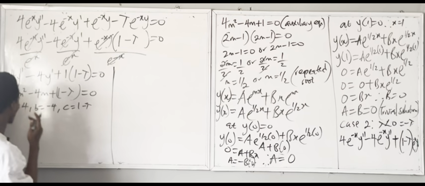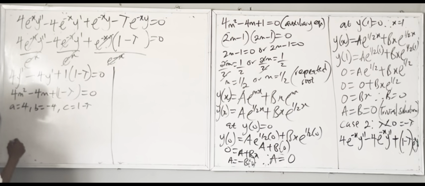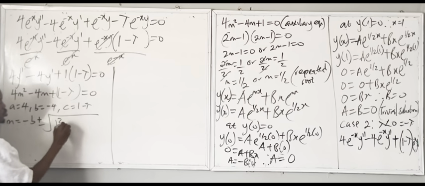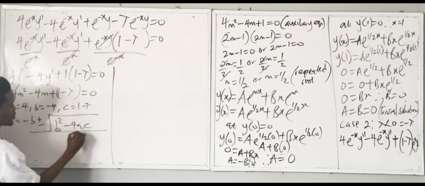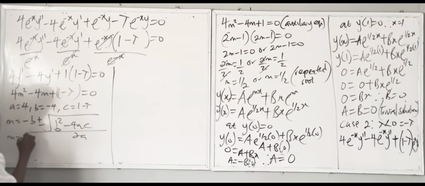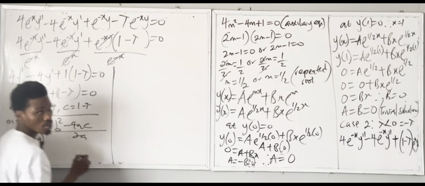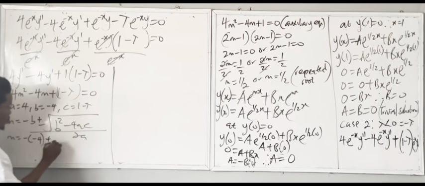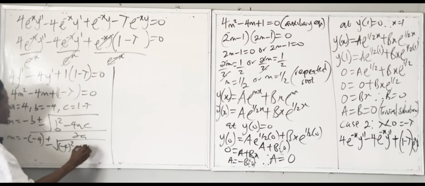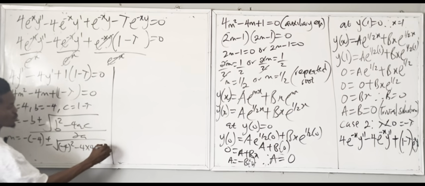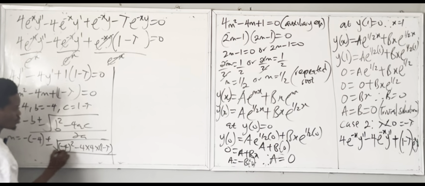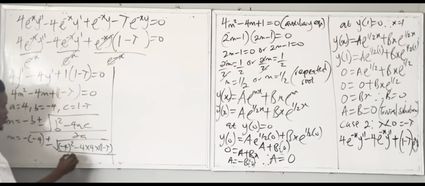To solve this auxiliary equation by the quadratic method, I'm going to have m equal to minus b plus or minus the square root of b squared minus 4ac, all over 2a. So m is equal to minus, minus 4, plus or minus the square root of b squared, which is minus 4 to the power of 2, minus 4 times c, 1 minus lambda. Then over 2 times a, which is 4.